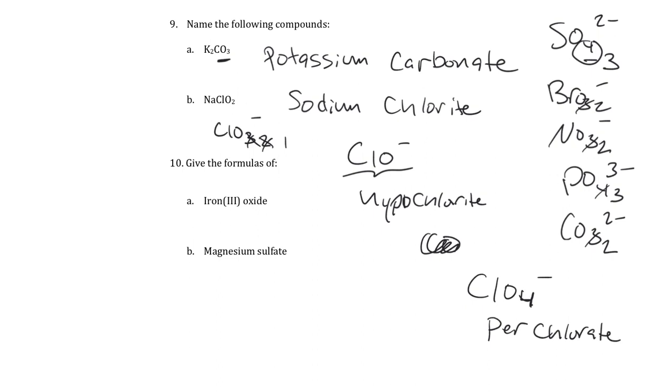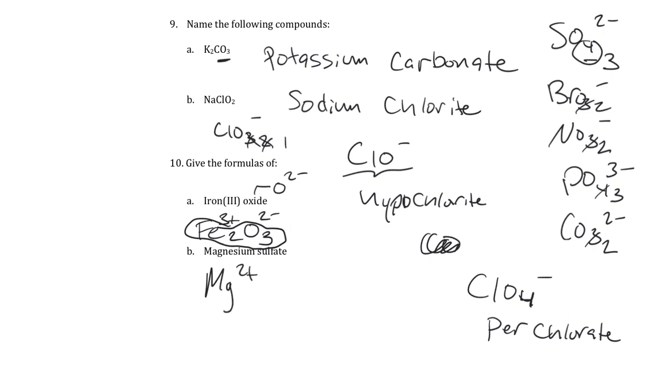So a couple other examples here of going to formulas from the name. Iron 3 is iron 3 plus. Oxide is a 2 minus. This is a simple oxide ion. So we have Fe2O3. The formula wouldn't contain the charges in it, so just Fe2O3.